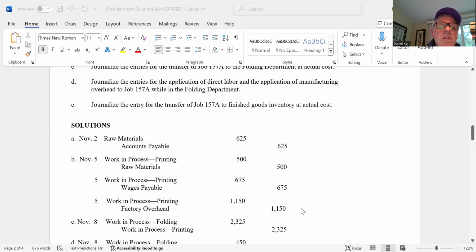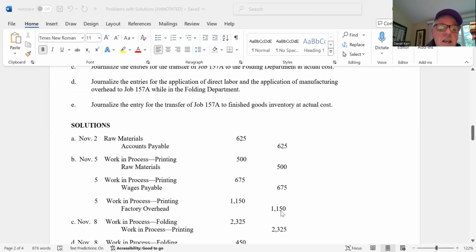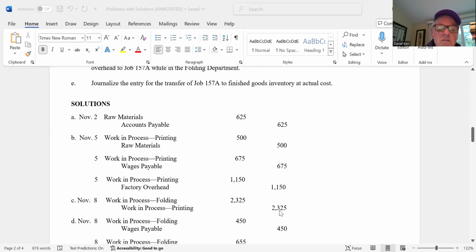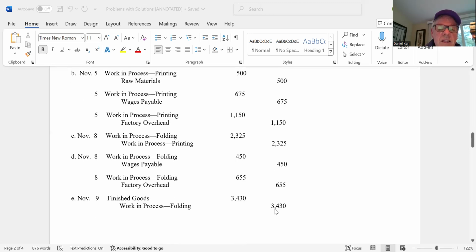And then D, journalize the entries for the application of direct labor and the application of manufacturing overhead to 157A while in the folding department. So you get a debit to work in process folding and a credit to wages payable. I'm sorry, D now: debit work in process folding 450, credit to wages payable, and a debit to work in process folding and a credit to factory overhead. And then the last entry is you transfer the work in process in folding to finished goods.